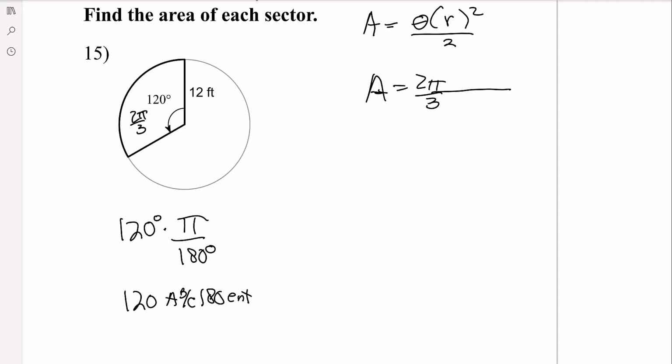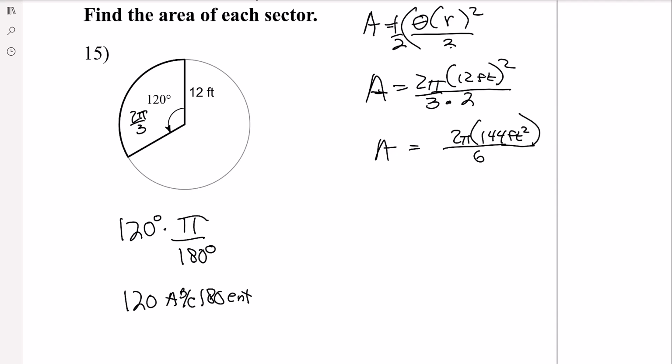There's also that divide 2, or remember what I said before, you could actually put a 1/2 there. I'm just going to put times that 2 right there. And then the radius is 12 feet, and then we're going to square that. Now we've got a 6 right there. We've got a 2 pi, and that's 144 feet squared. Well, 2 divide 6 is 3. In your calculator, just do 144 divide 3.